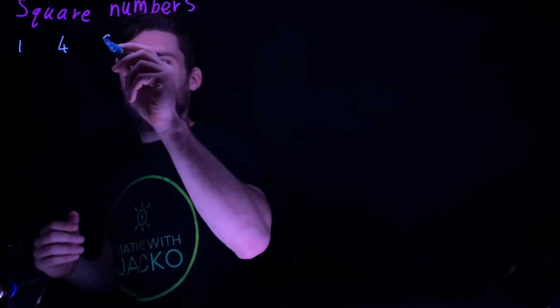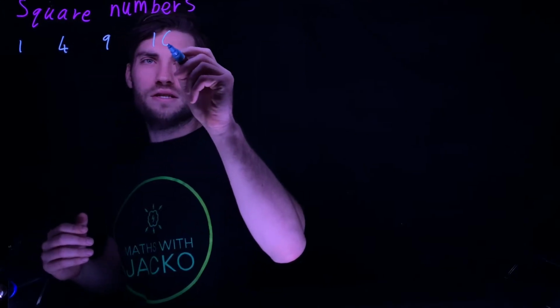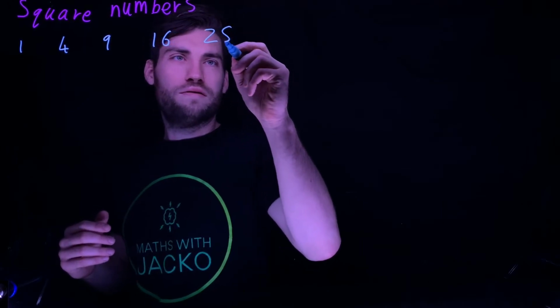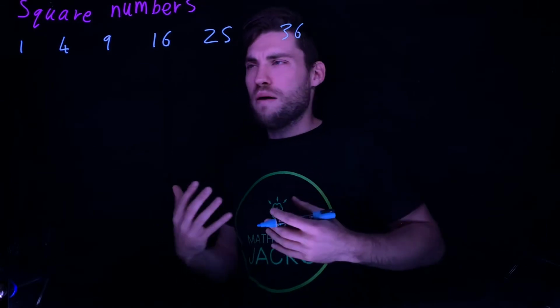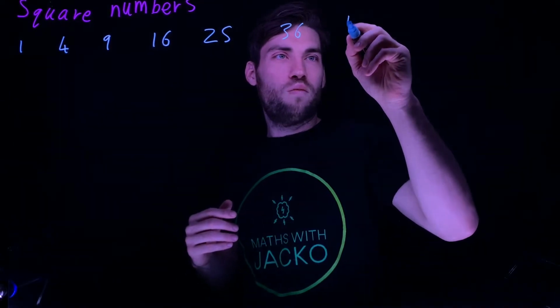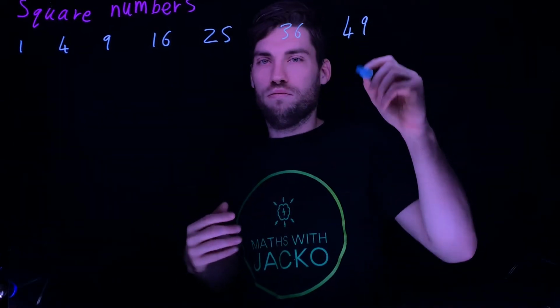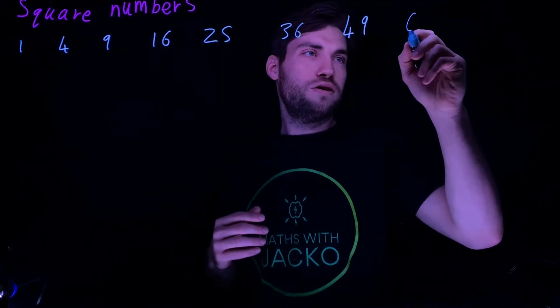4, 9, 16, 25, 36. I know there's rhymes and songs to help remember this as well, but today you're going to understand why these are square numbers compared to other numbers.